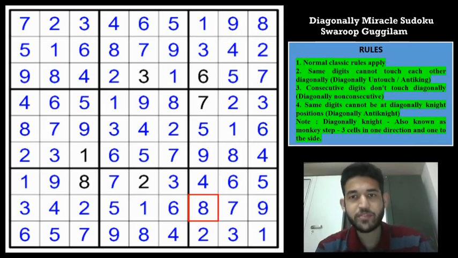This is the first time I am seeing a diagonal constraint added to the same, and also I am seeing the monkey step for the first time. I have never used this in any of the contests or seen it previously. Hope you guys enjoyed watching me solve this tough Sudoku. We hope to produce more such Sudokus in the future.